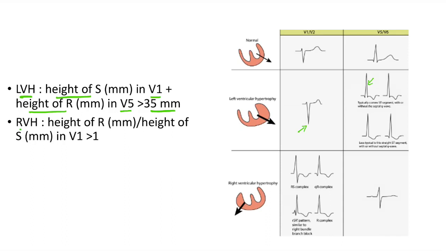In case of right ventricular hypertrophy, the ratio of height of R divided by height of S in V1 will be greater than 1. As you can see in this picture, in case of right ventricular hypertrophy, the ratio of height of R divided by height of S will be greater than 1.